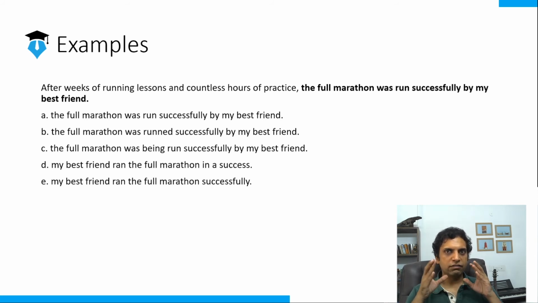Now, once you figured this out, you don't even need to read the full sentence in a few of the options. A is the same. B starts with the full marathon was run. Run is not even a word, of course. B is out. C starts with the full marathon. It doesn't solve either problem. D, my best friend ran the full marathon in a success. You don't say in a success, you say successfully. E, my best friend ran the full marathon successfully. E is perfect. E is the right answer.